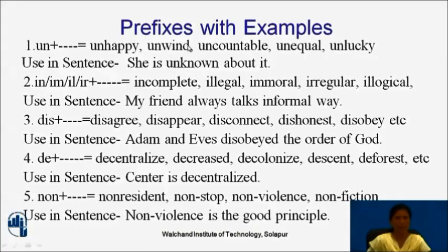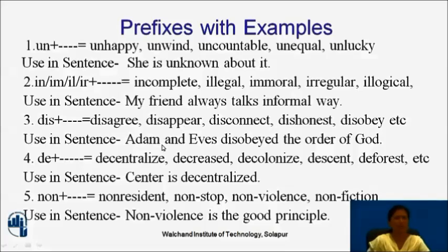Prefixes with examples: unhappy, where we add the prefix to the root word happy. Countable, uncountable. These are the prefixes. Incomplete, illegal, illogical. My friend always talks in an informal way. This is the prefix. Disagree, disappear, disconnect, dishonest, disobey, etc.